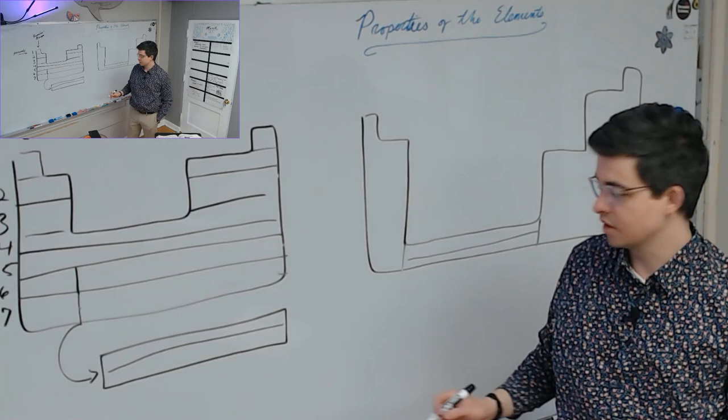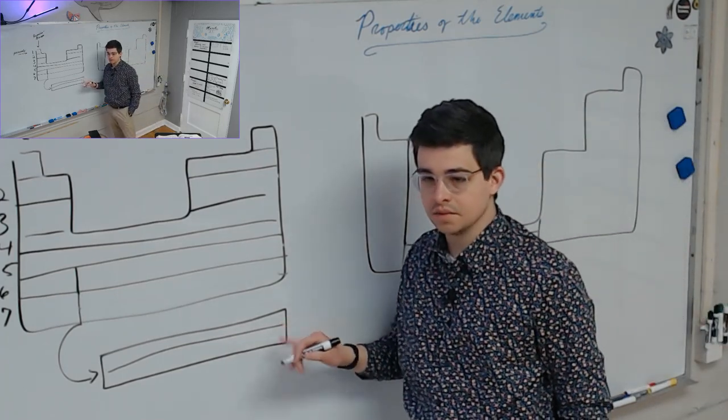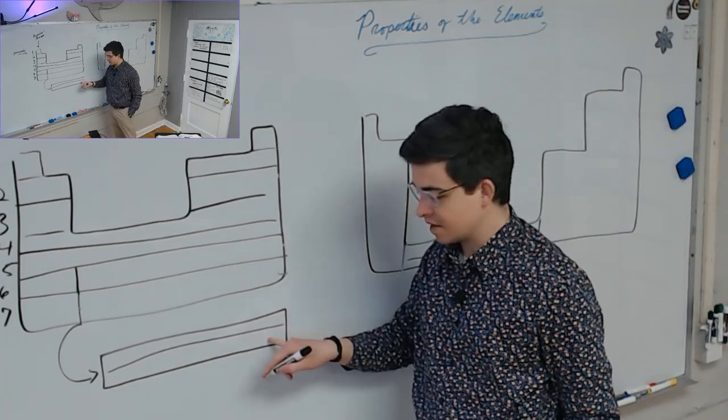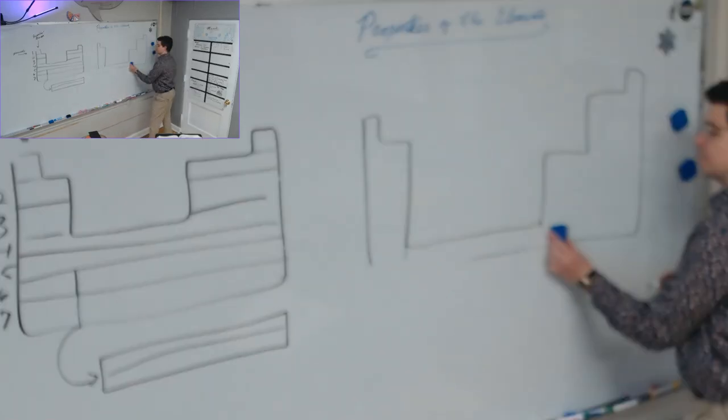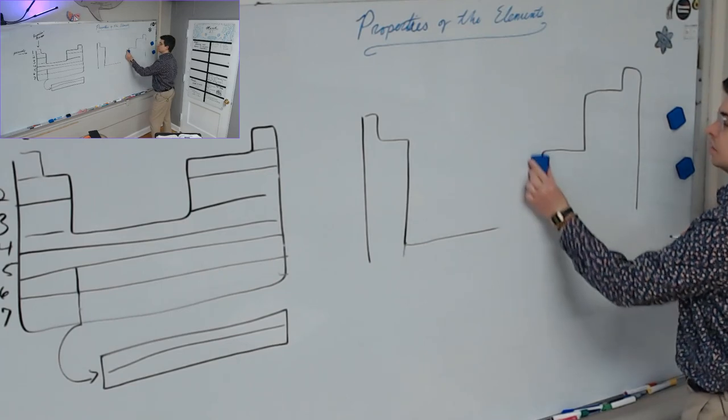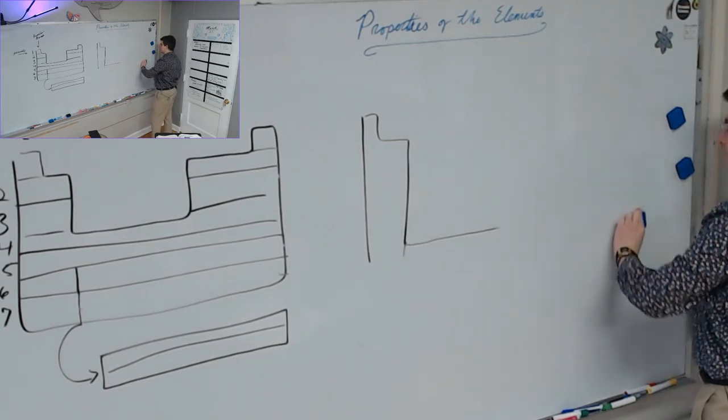By the way, what are these two things called? We're getting a little bit ahead of ourselves, but these are called the what and what series. The lanthanide and actinide series. We'll come back to that, but those are called the lanthanide and actinide series. So I'm going to erase this because we don't need it. That's not how we usually represent the periodic table, but it would be a true way to represent the periodic table.